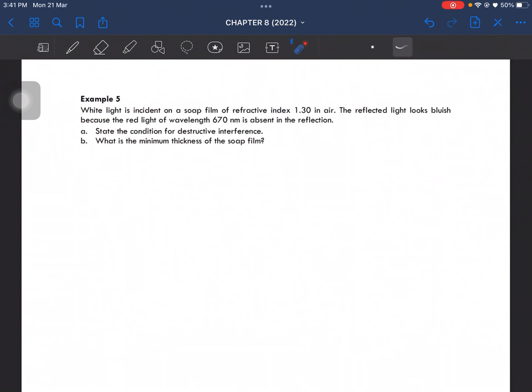Okay, all right, then example 5. Now for example 5, white light is incident on a soap film of refractive index 1.3 in air. The reflected light looks bluish because the red light of wavelength 670 nanometer is absent in the reflection.